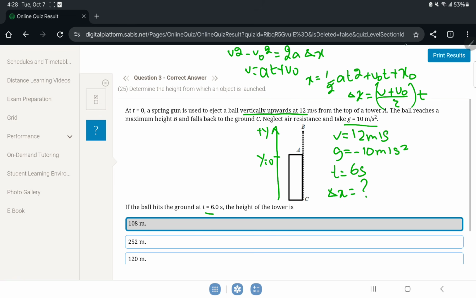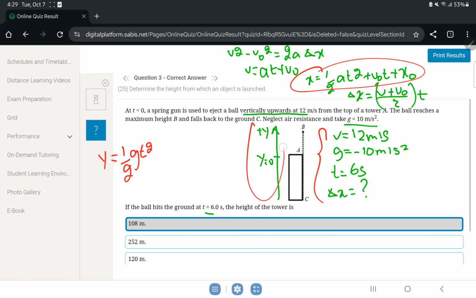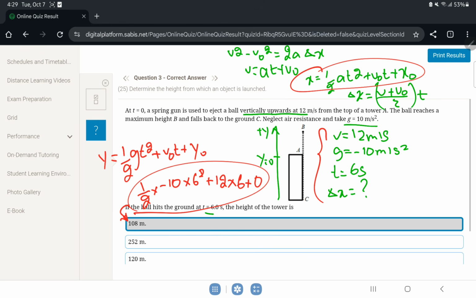The only equation out of these four which can fit all of these givens is this one. So let's copy it. Actually, let's modify it. So we do y is equal to 1 over 2 gt squared plus v initial t plus y initial. So we do 1 over 2 times negative 10 times 6 squared plus 12 times 6 plus 0. Plug this into the calculator, you will get negative 108, but ignore the negative, you will get 108.